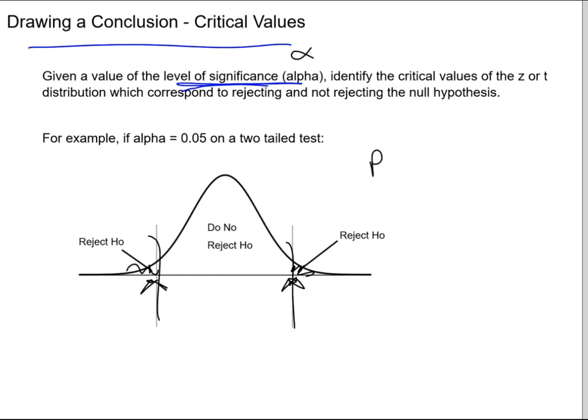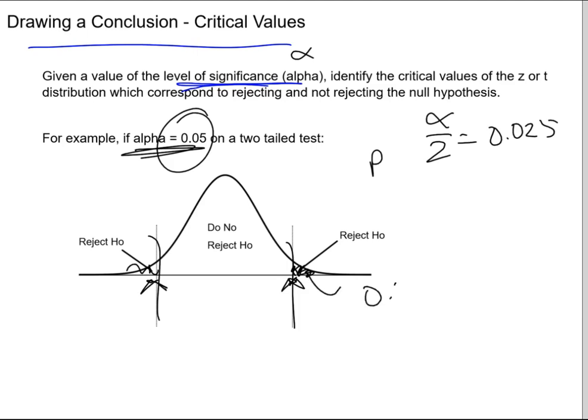This is a classic two-tailed test. And again, some of this should be coming back to you from a basic statistics class. If our alpha is 0.05, we need to take that probability of committing a type 1 error, and if we have a two-tailed test, we split it in half. So in that case, 0.025. We would want this probability over here to be 0.025 and this probability over here to be 0.025.